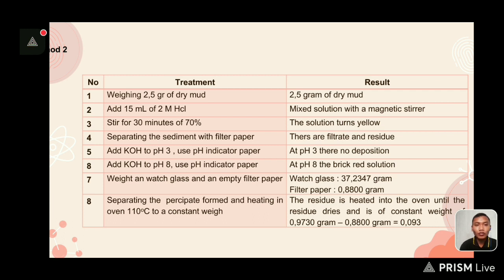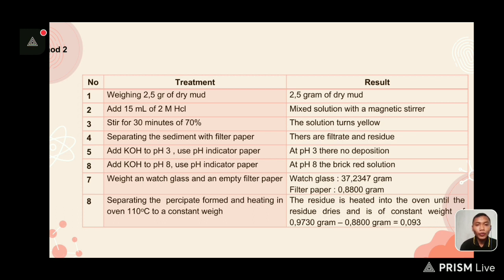The solution turns yellow. Separating the sediment with filter paper. Result: there are filtrate and residue. Add KOH to pH 3. Use pH indicator paper. At pH 3 there is no deposition.